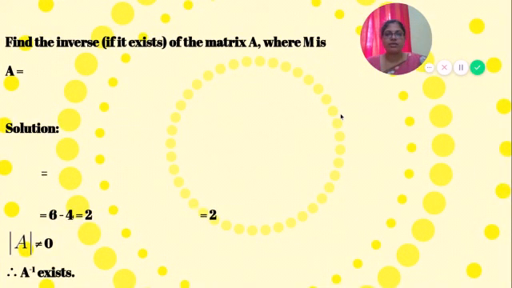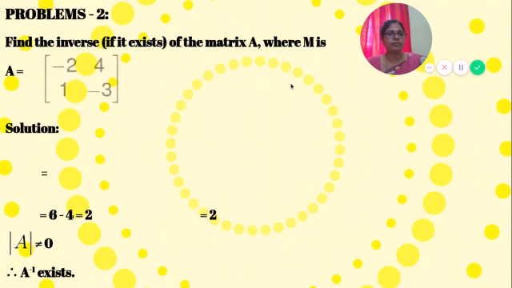Now let us solve a sum. I'll read the statement. Find the inverse, if it exists, for the matrix A, where A is minus 2, 4, 1, minus 3. I have taken a 2 cross 2 matrix. Now we have to find the inverse of this matrix.